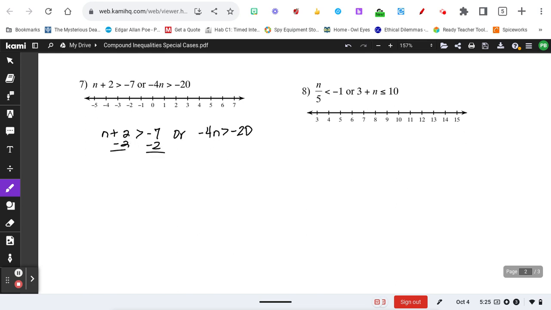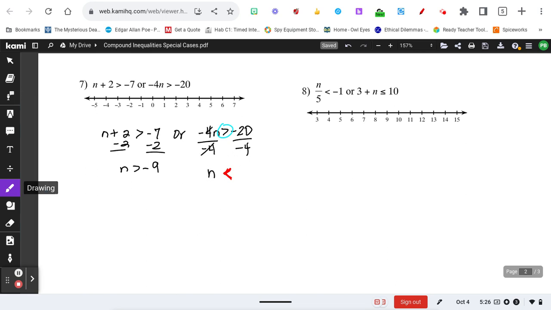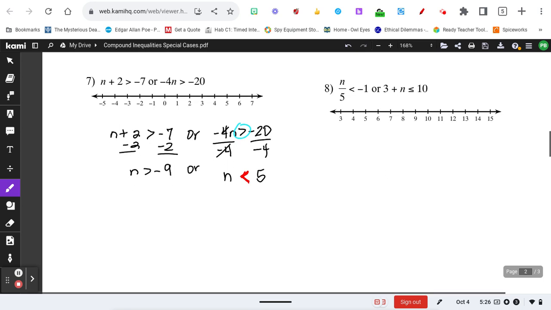Okay, subtract 2 from both sides. Here I'm going to divide by -4, but you're dividing by a negative. So let's switch greater than to less than, guys, when we do this, okay? So then we'll go back and we're looking at n less than 5. And keep in mind this is joined by or, okay? So I just need either one of those solutions. So I'm looking for everything greater than -9 and everything less than 5. Yeah, we're going to have to draw this out again.